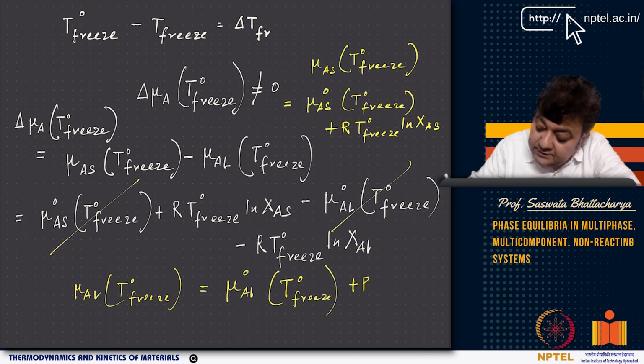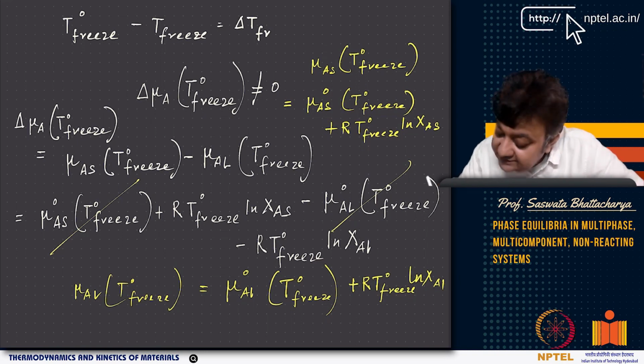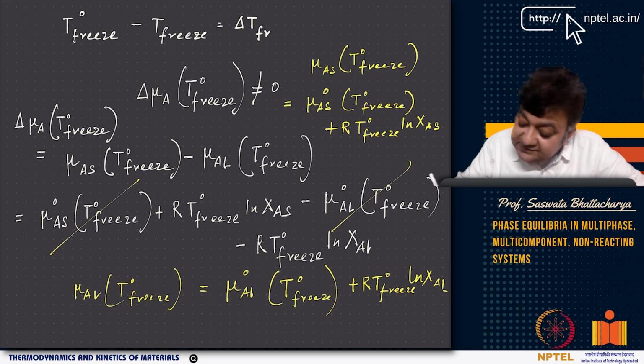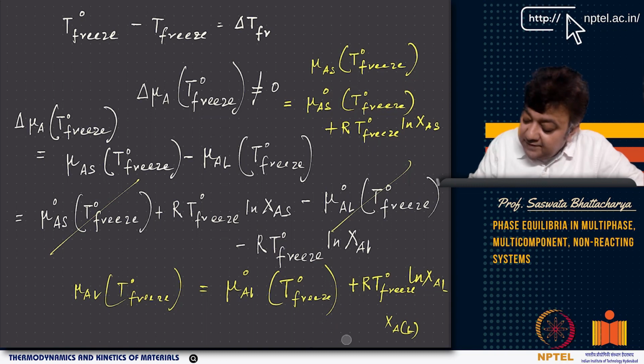Plus RT0 freeze, and then X in the liquid state, right? And then XA is basically the composition, or mole fraction, of A in the liquid state. That's why you can write this as XAL, or you can write this as XA in L. Whatever way you want to write it does not matter.